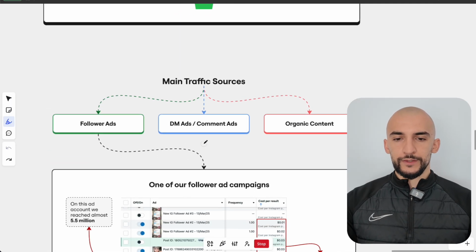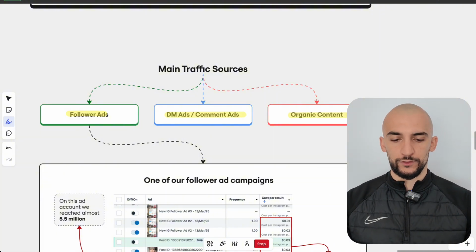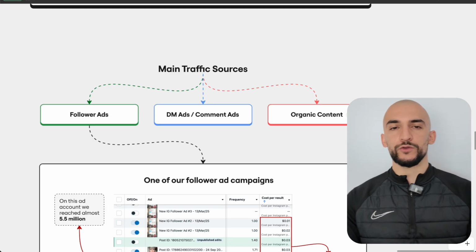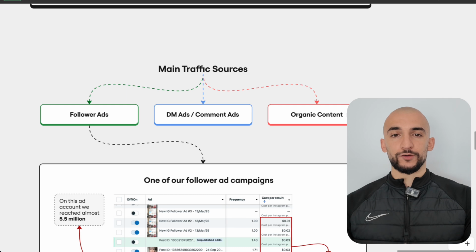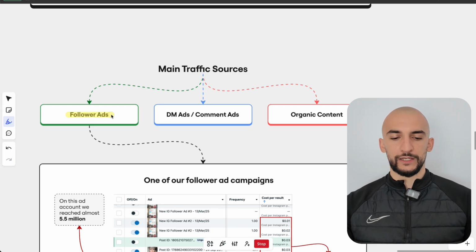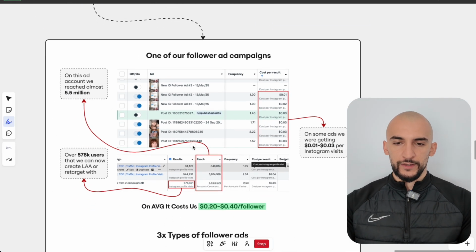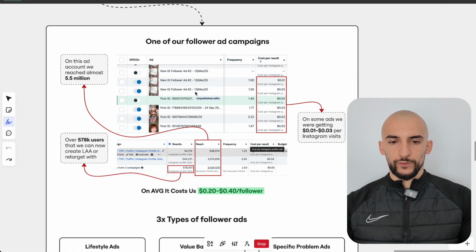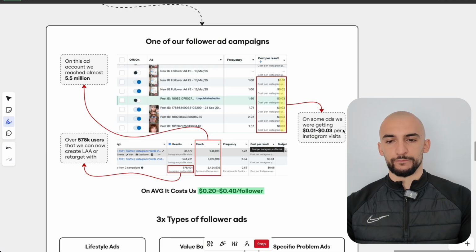Now, the main traffic sources that I want to talk about today are follower ads, DM ads / comment ads, and organic content. That's pretty much how you're going to get people onto your Instagram page. And when we're talking about our specific case study, the 80K per month case study, we focused predominantly on follower ads. So let's have a little deep dive into some of the data points we got here. This was one of our follower ad campaigns. You can see here that some of these ads were getting 1 cent to 3 cent per Instagram visit.